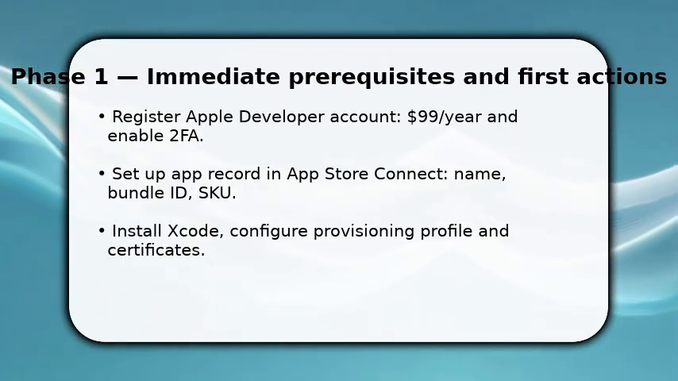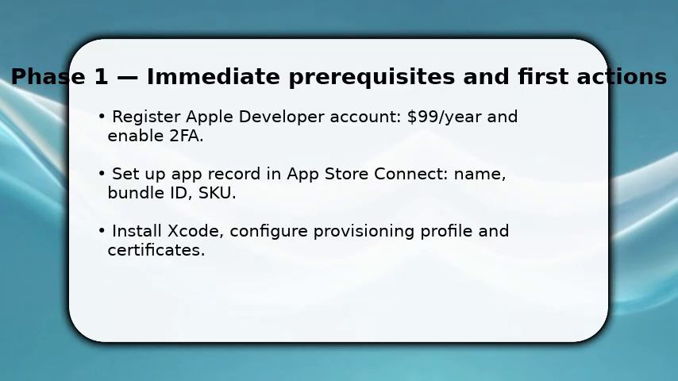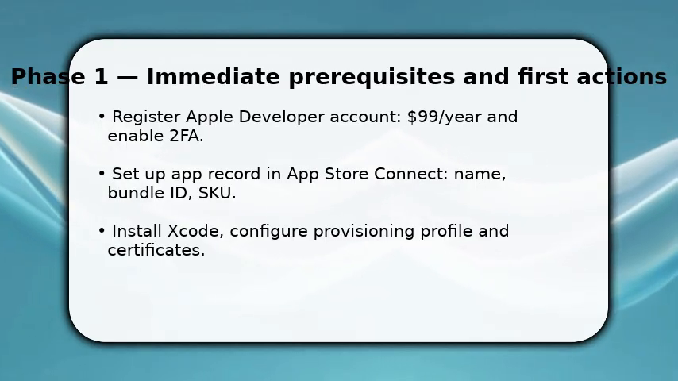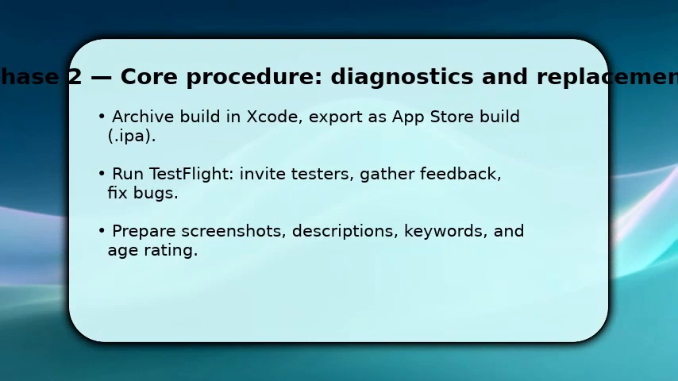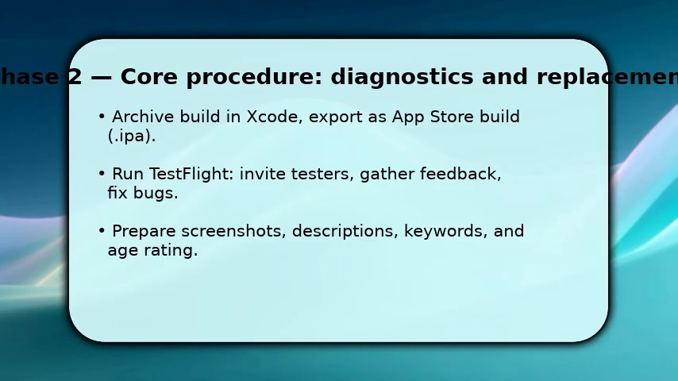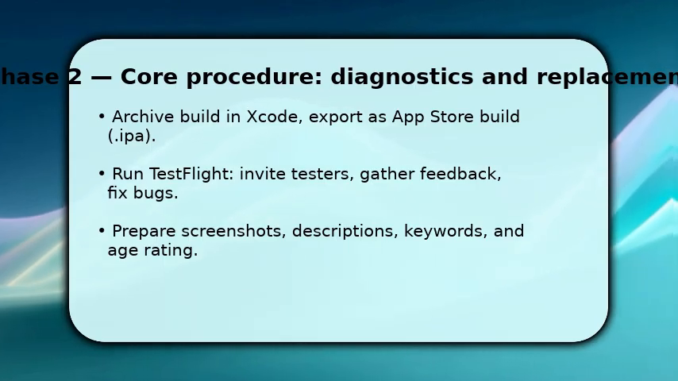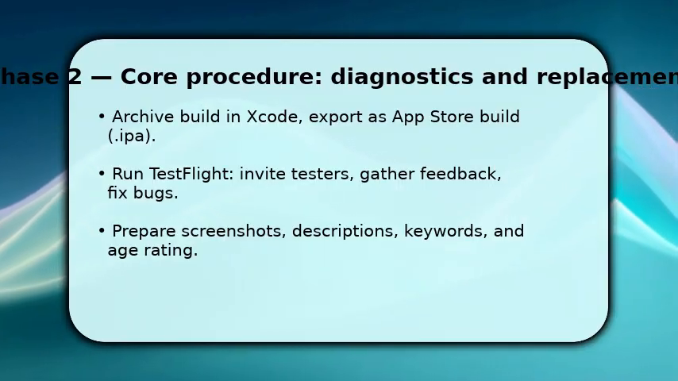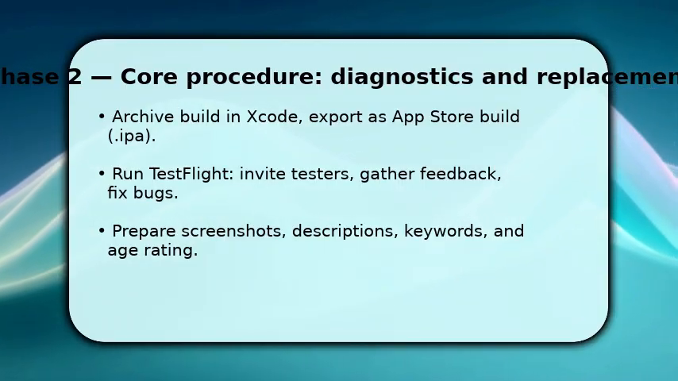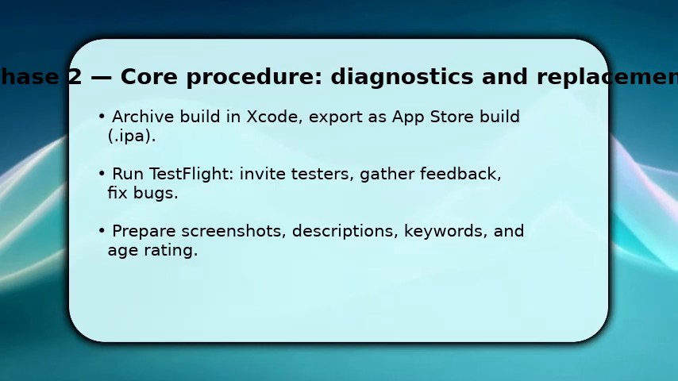This early work prevents submission rejections, so make sure credentials, team ID, and signing identities match between Xcode and App Store Connect. Next, you compile and archive the app in Xcode, producing a build that App Store Connect accepts. Export the App Store build and upload it. Once uploaded, use TestFlight to invite internal and external testers so you can find real-world bugs and iterate quickly.